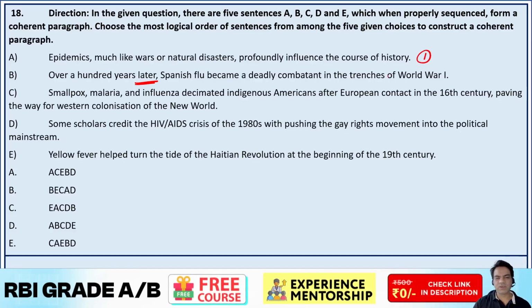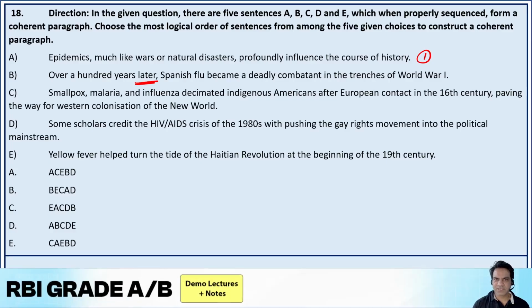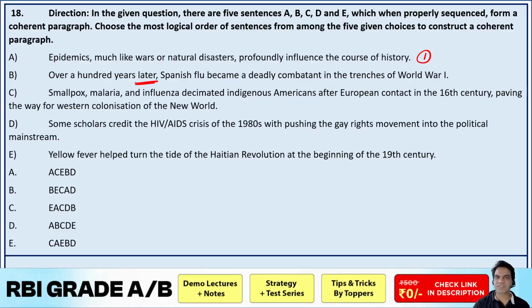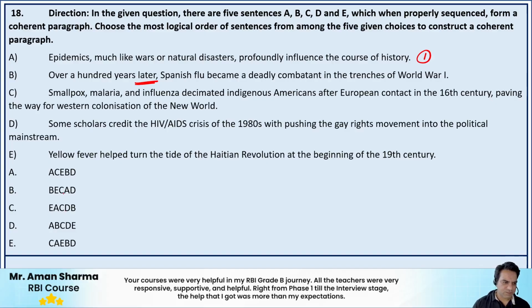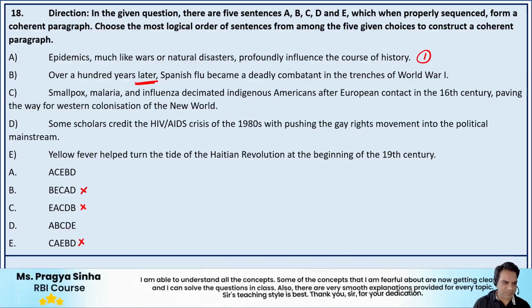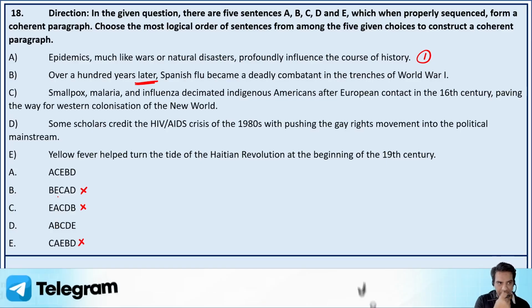Epidemics. See, all the other sentences are talking about diseases. The only sentence which opens the statement is option A. Epidemics, much like wars or natural disasters, profoundly influence the course of history. So which options start with A? Option A and option D. Now we have to see A with C or A with B.